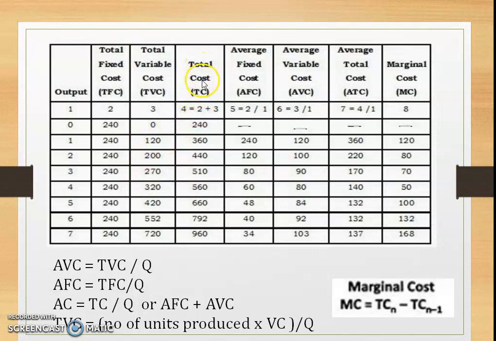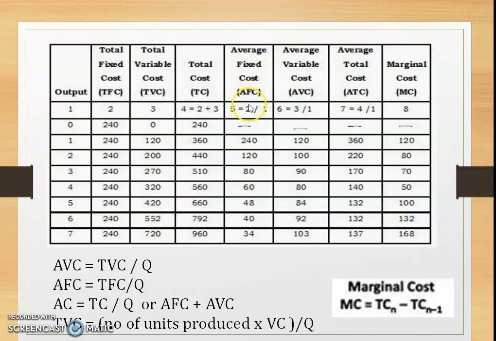Now as far as TC is concerned, it is a sum of TFC plus TVC. So TC is nothing but TFC plus TVC. If you sum 240 and 120, it is 360. Similarly for output 2, 240 plus 200 is 440. So up to output 7 I have considered here.